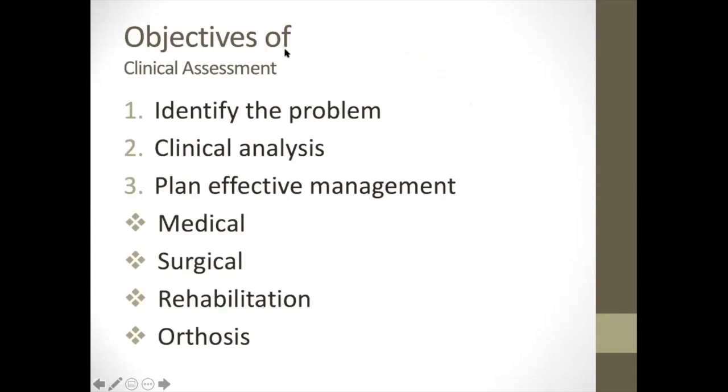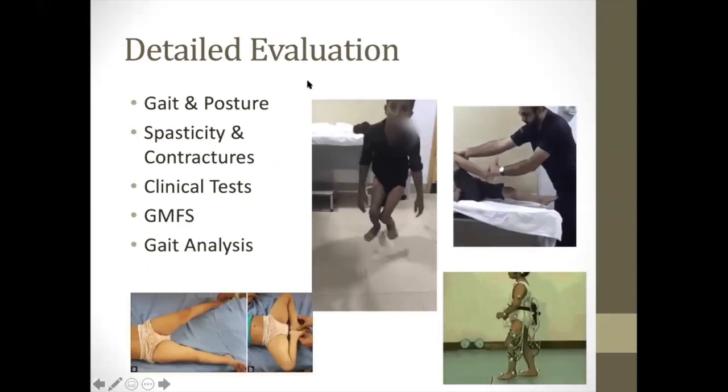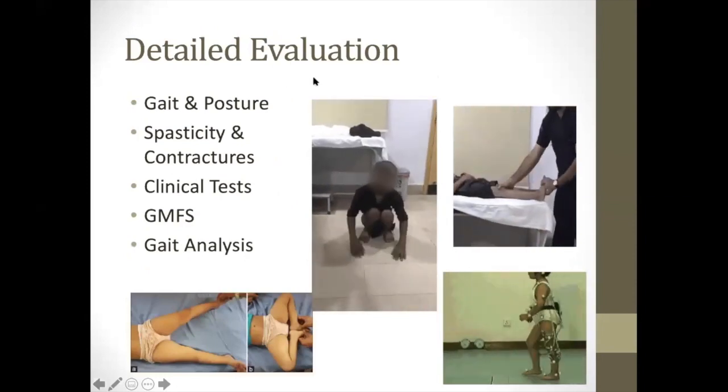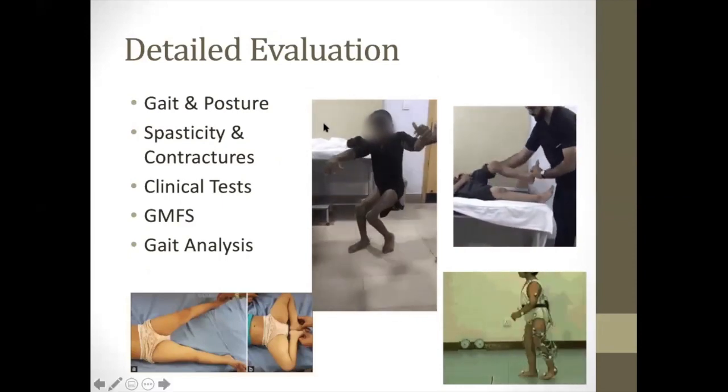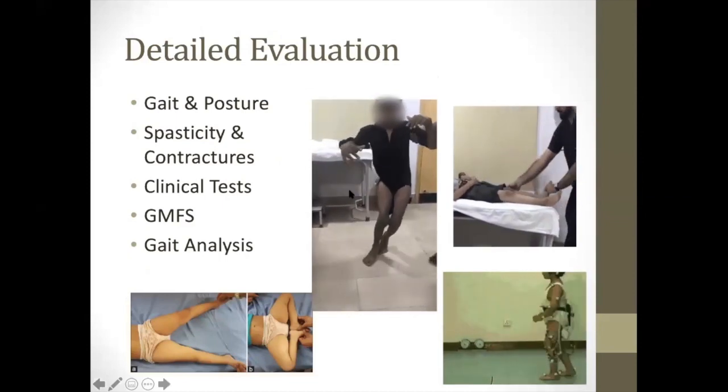The objective of the treatment is mostly to identify the specific problem. What is the problem with this child? What is the movement disorder which you need to improve? That needs a clinical analysis, and once you have done that, then you plan effective management. Effective management includes medical treatment, surgical treatment, rehabilitation, and orthosis, and rehabilitation particularly has the most important role in cerebral palsy management. Here is the detailed evaluation we have already discussed, to know about the gait and posture of the patient. This is the clinical observation which we do because we don't have a gait laboratory.